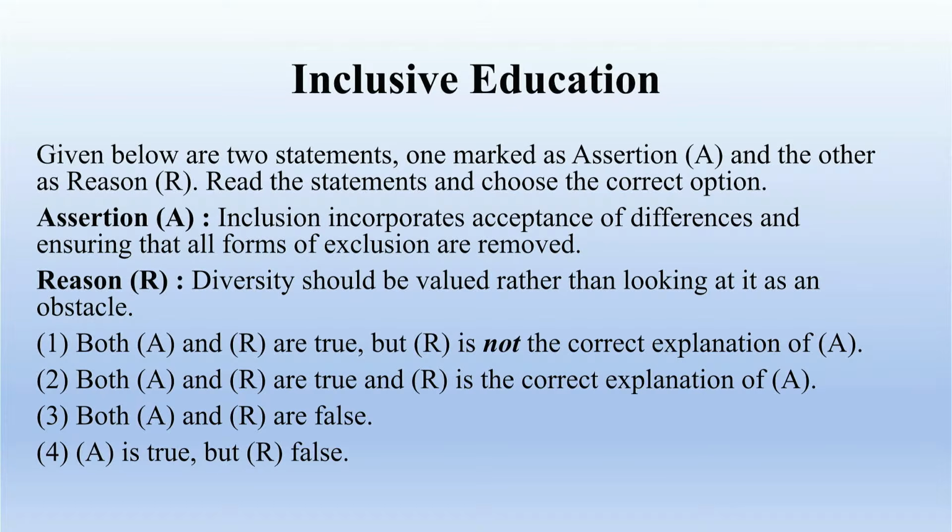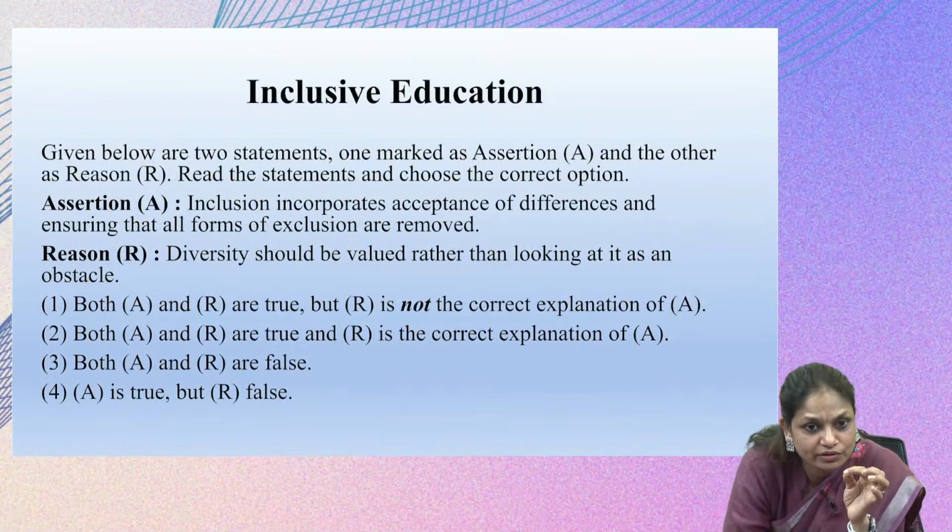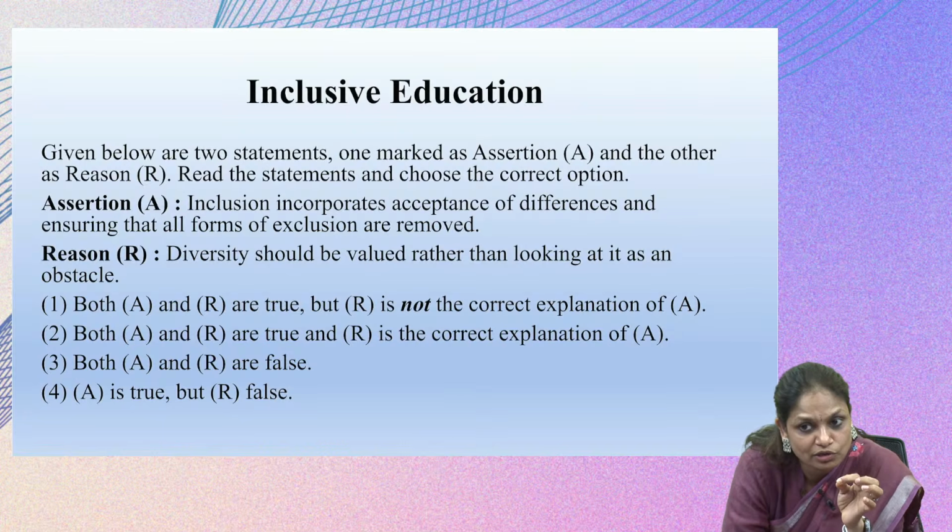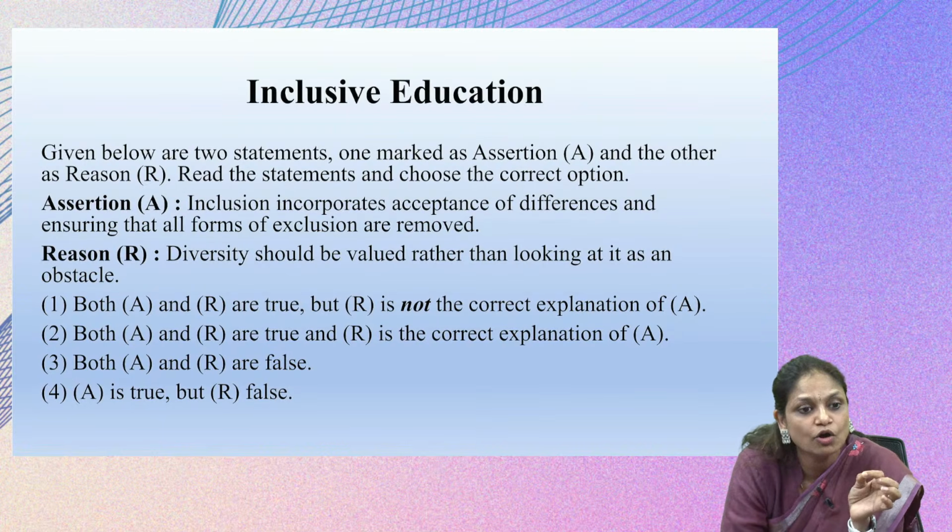Do you think this statement is correct? If you think so, just write a tick mark on the notebook. Then go to the reason: Diversity should be valued rather than looked at as an obstacle. Whether this statement is true or false, note that it is related to the assertion. Diversity should be valued, we all know, yes, because we all have individual differences, and that should be valued rather than looked at as an obstacle.